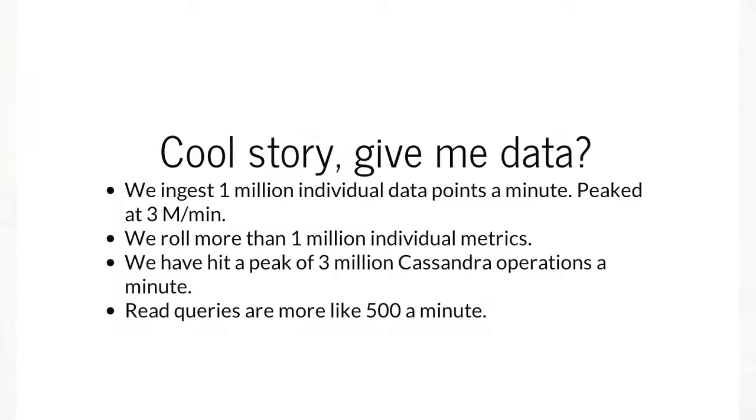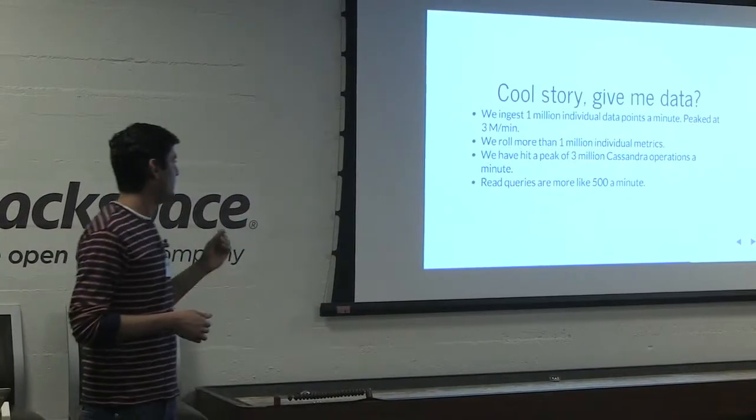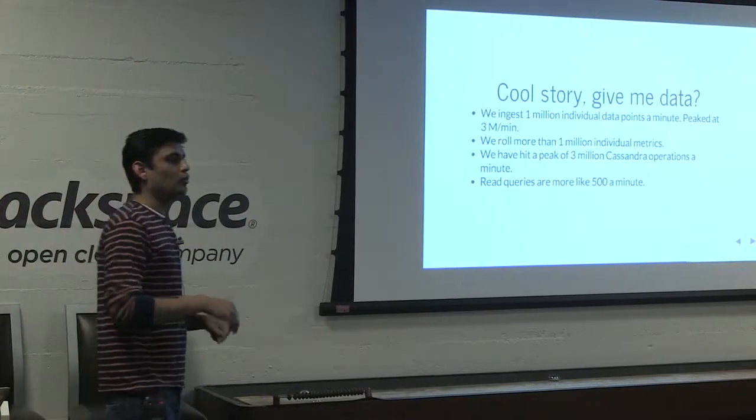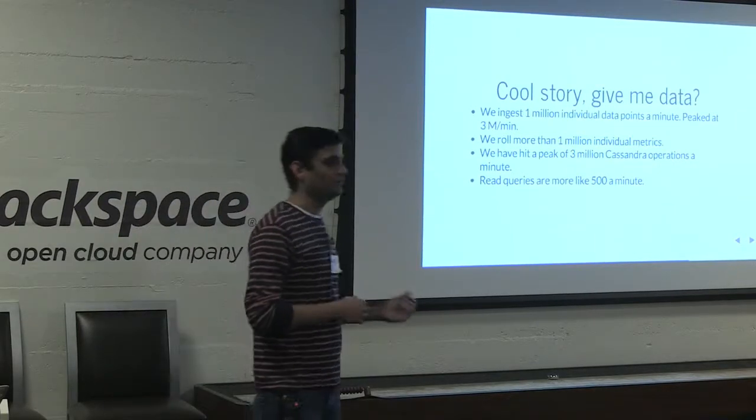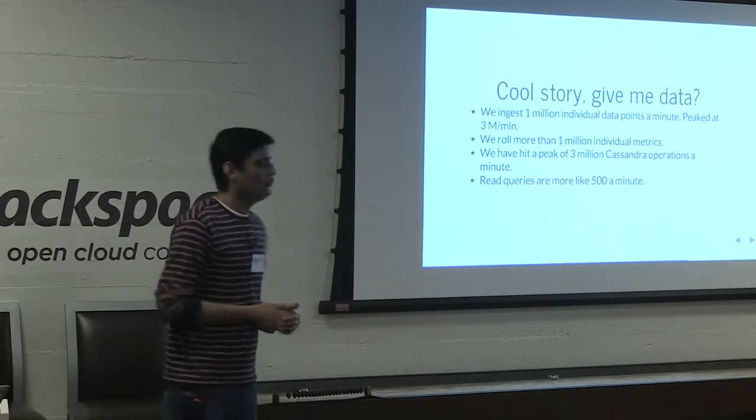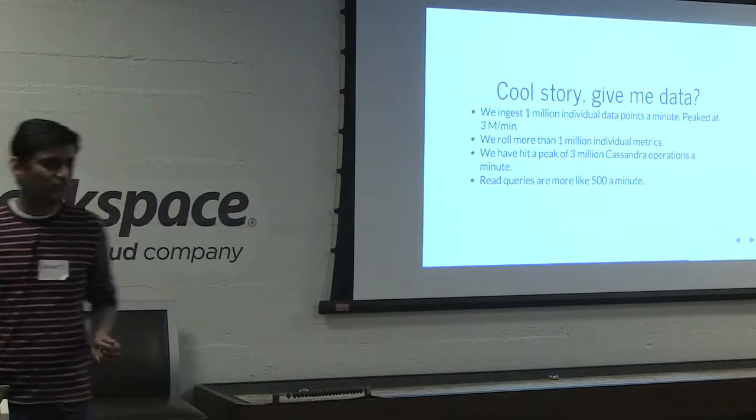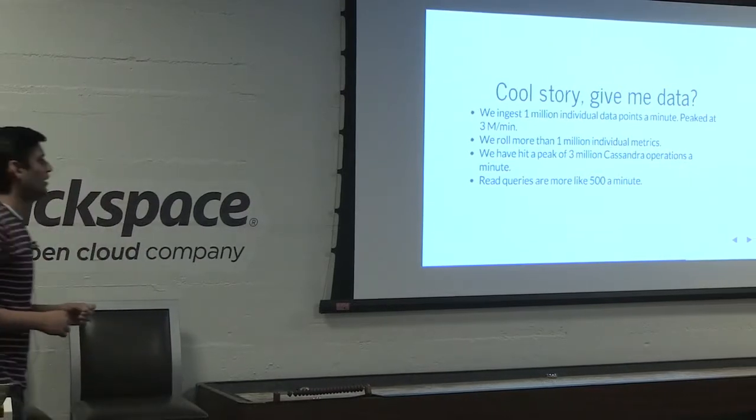At some point, we peaked at 3 million data points per minute. We also roll up more than 1 million individual metrics today. And we hit a peak of 3 million Cassandra operations. But if you look at the read queries, they're more like 500 a minute.